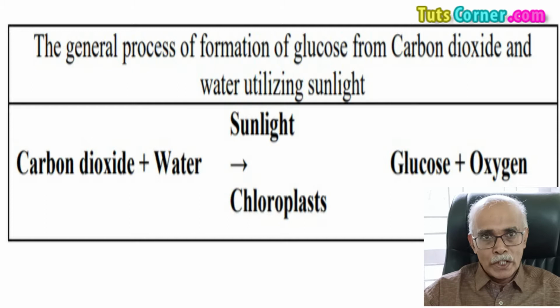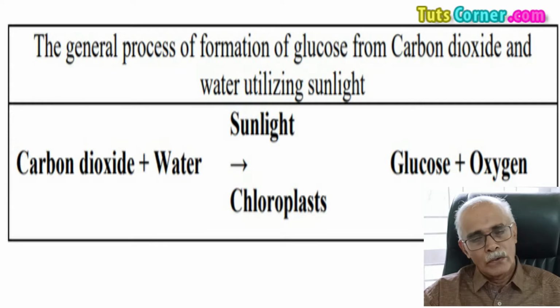The raw materials used for photosynthesis for the synthesis of glucose are carbon dioxide and water. In the presence of sunlight, the process takes place inside the chloroplasts of green leaves, and the end products are glucose and oxygen.